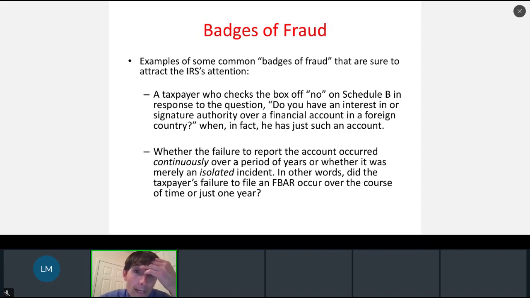Whether the failure to report the account occurred continuously over a period of years, or whether it was merely an isolated incident. So are we dealing with one isolated incident that might have been just a complete aberration, or are we dealing with a pattern of conduct over a course of time that would really suggest that there was more of an animus or a willfulness involved? Did the taxpayer's failure to file the FBAR occur over the course of time or just one year?